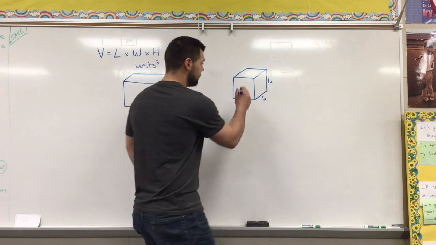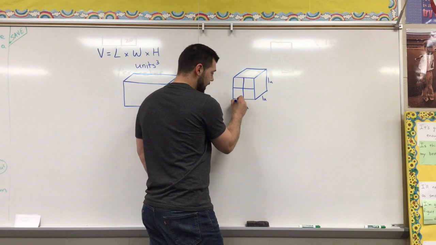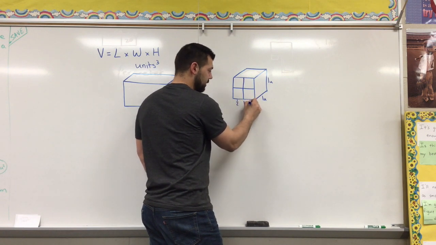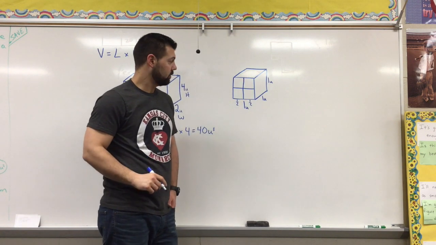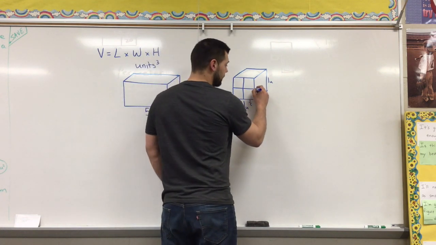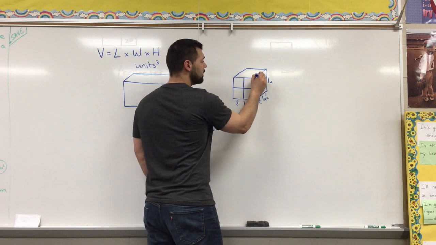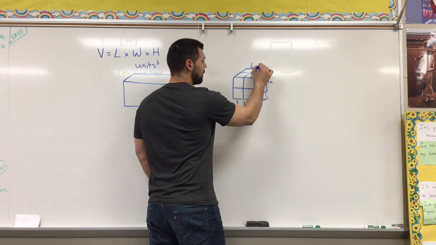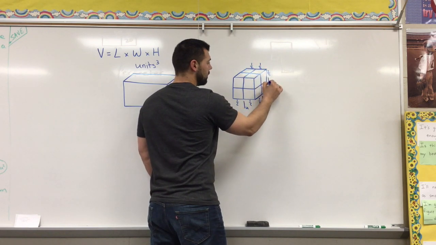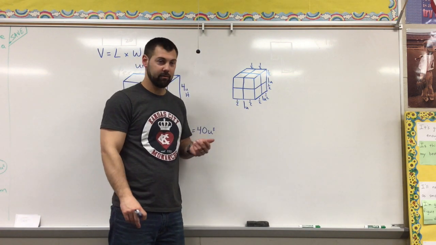Let's try something. Let's cut each side in half. And we're going to say now, each of these is 1/2 unit. But remember, I have to cut each side in half, right? So this gets cut in half. And this gets cut in half. So do you see what happened when I cut each side in half?